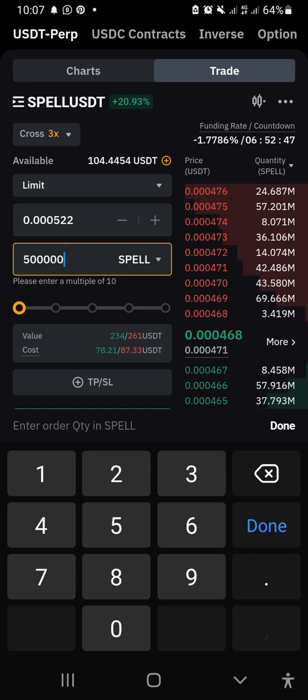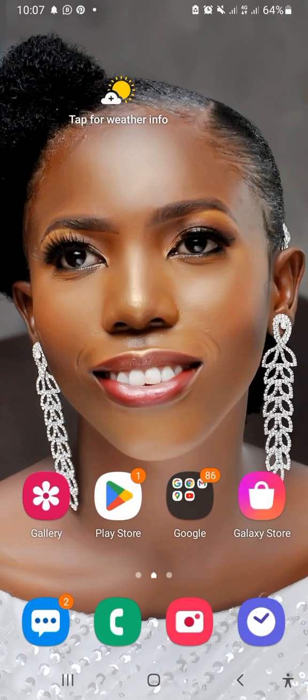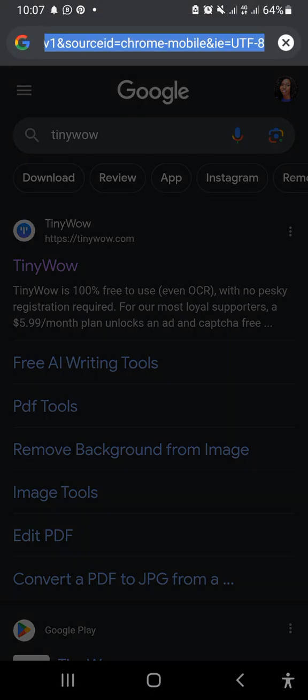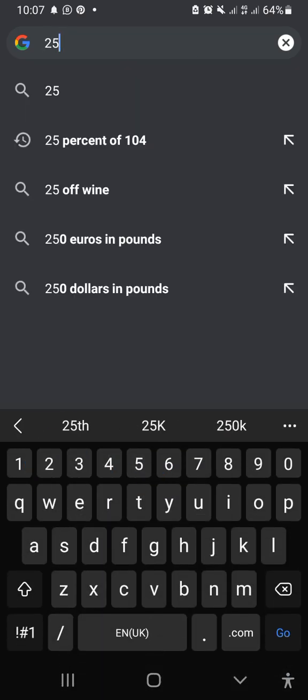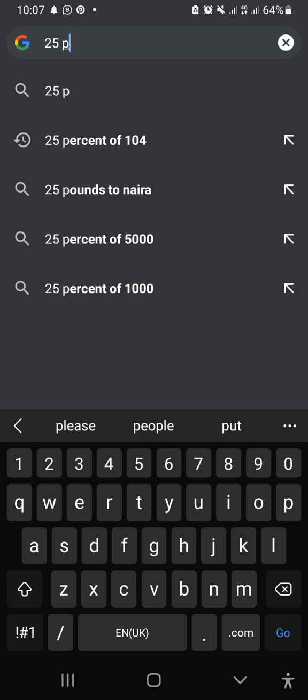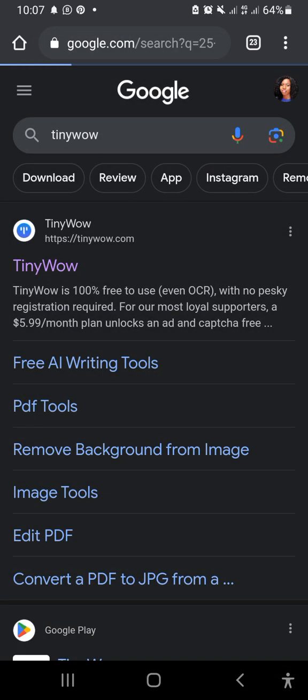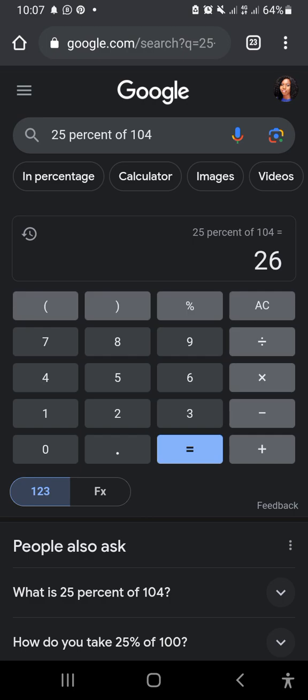This is too much. Remember I said I'm using 25% of my capital, so I need to lower this. Let us go and check 25% of 104, so that we are sure of what we are doing. This is how I usually check mine. Very easy. I'll just type 25% of 104. That is $26, right? Good.